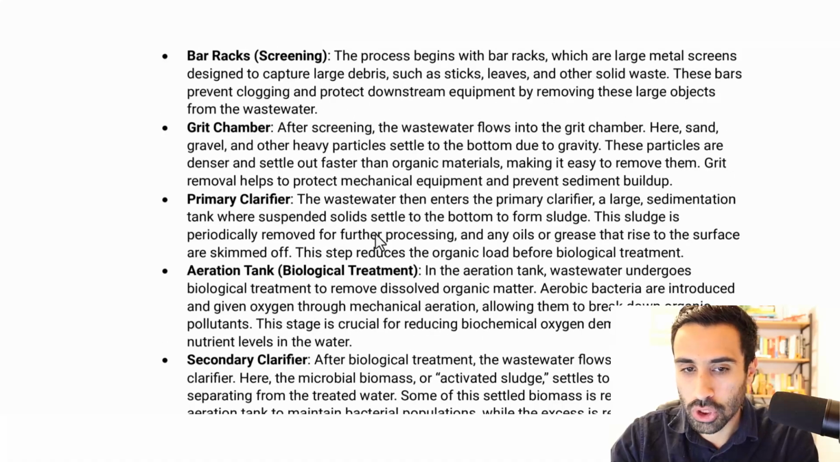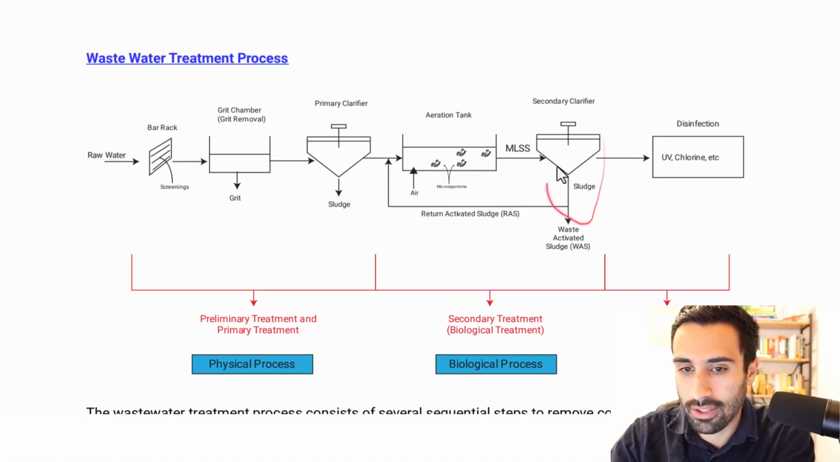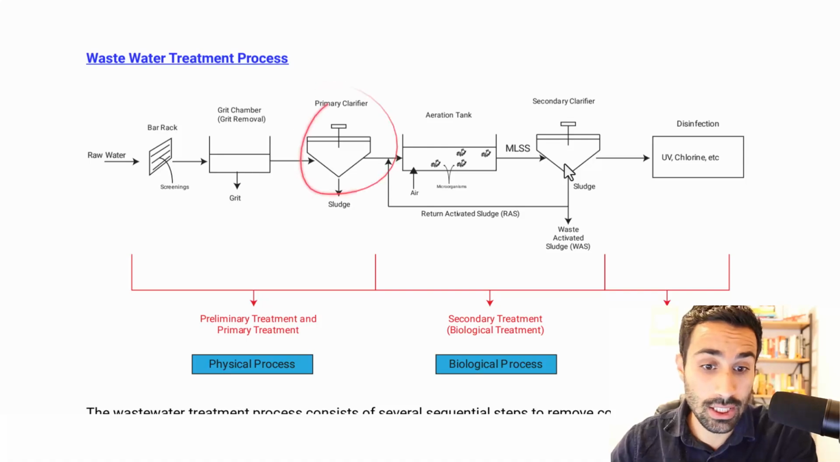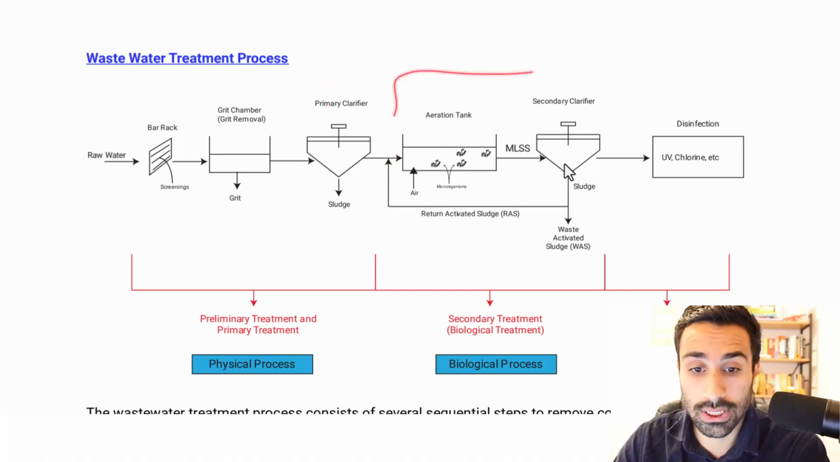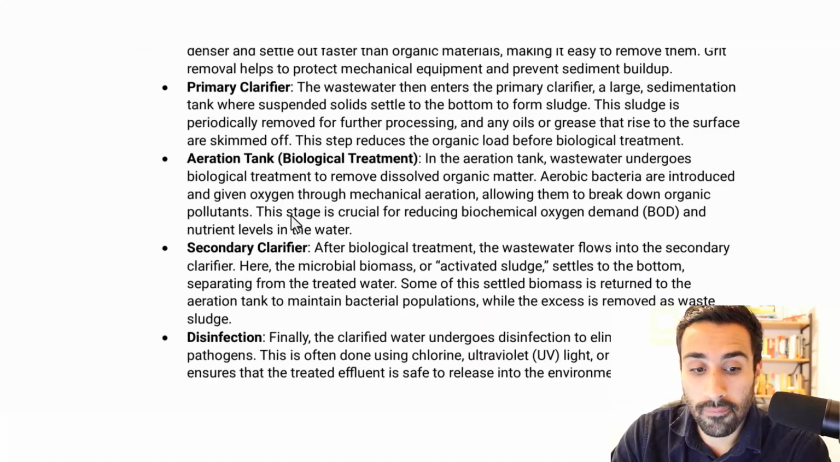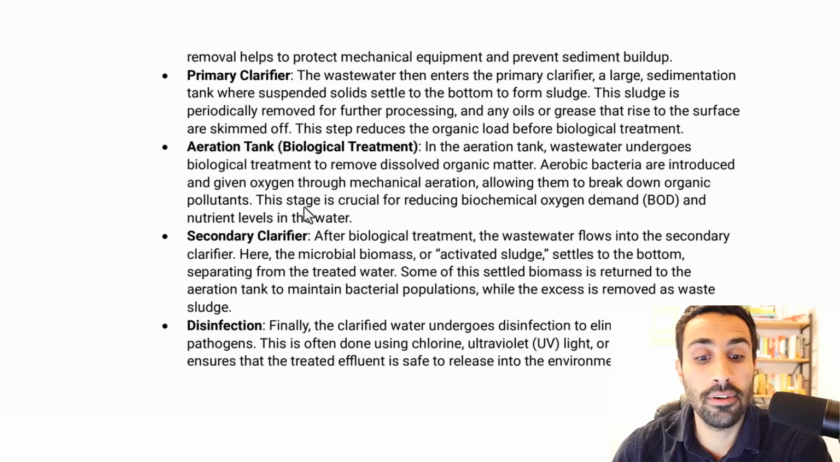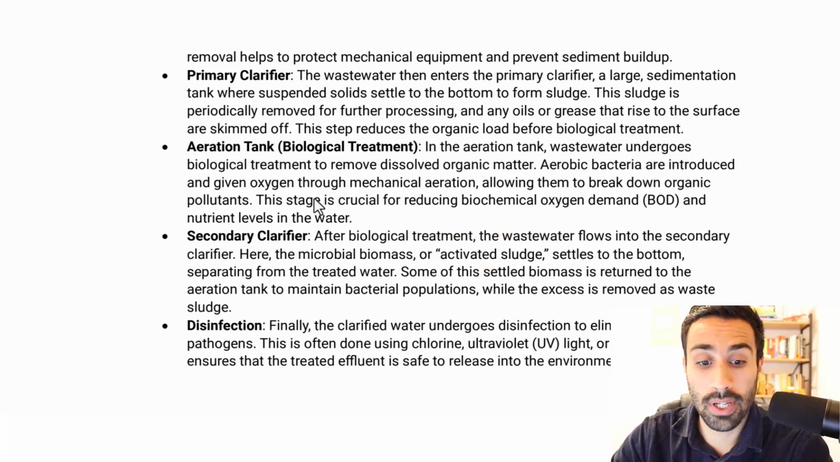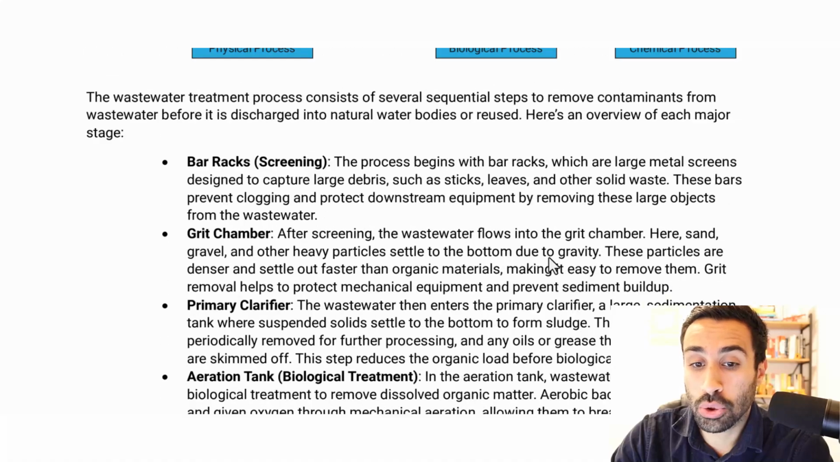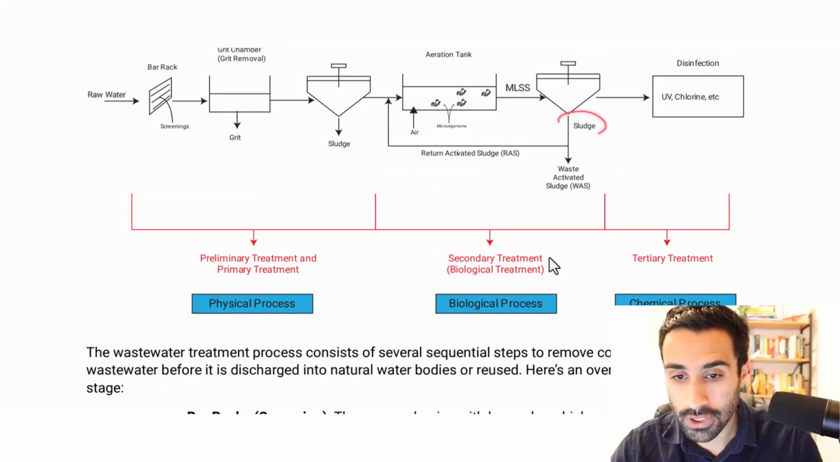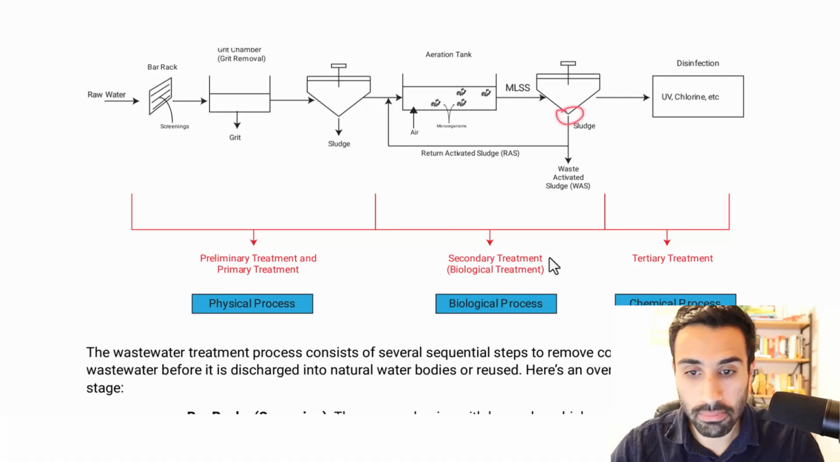Last two right here. So we have, after aeration, the secondary clarifier. This still acts like a primary clarifier, but we do this here in the biological process. So in this case, after biological treatment, after the aeration tank, the water flows into the secondary clarifier. The microbial biomass, or the activated sludge, settles to the bottom, separating from the treated water. So we still have sludge here settling to the bottom.